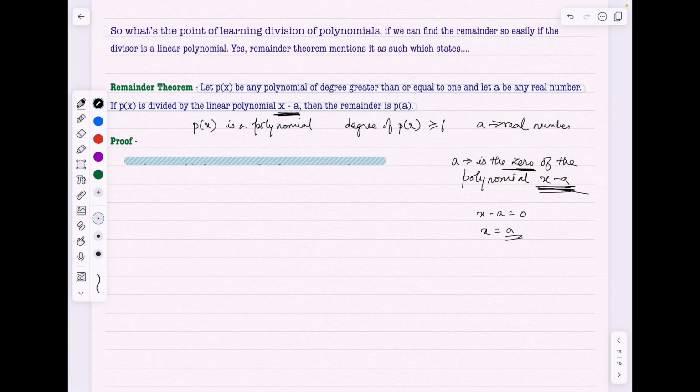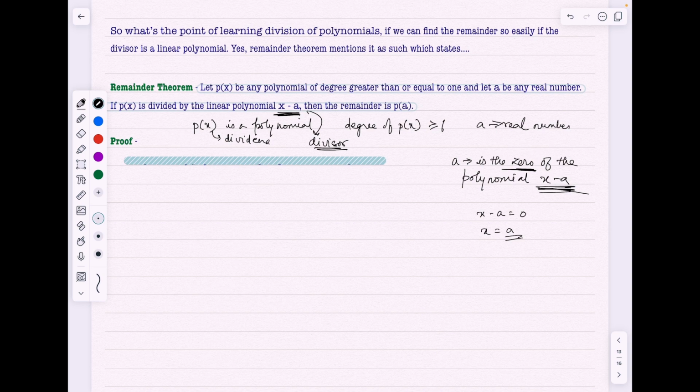This P(x) is the dividend. P(x) is a polynomial, or you can say this is the dividend. X minus a is the divisor. So it is saying that P(x) is divided by the polynomial x minus a, the divisor. Dividend is divided by the divisor, and we know that a is the 0 of the divisor. It is saying that the remainder is the value of the dividend at the 0 of the divisor.